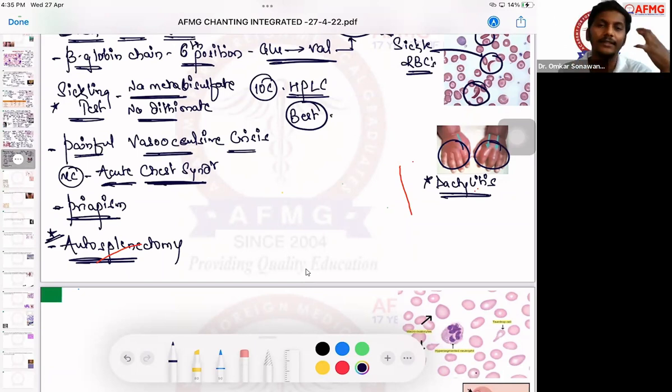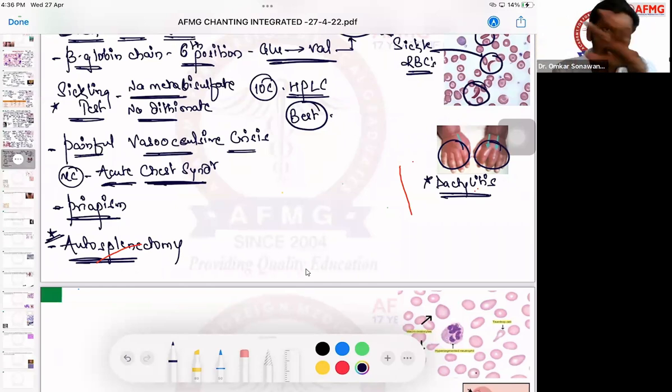No, NESTROFT is a screening test, guys. NESTROFT is a screening test for thalassemia. NESTROFT is a screening test for hereditary spherocytosis, and it can also be used in cases of sickle cell anemia. But NESTROFT would not be diagnostic in sickle cell anemia at all. The investigation of choice for thalassemia is HPLC. For sickle cell anemia also we can use HPLC.